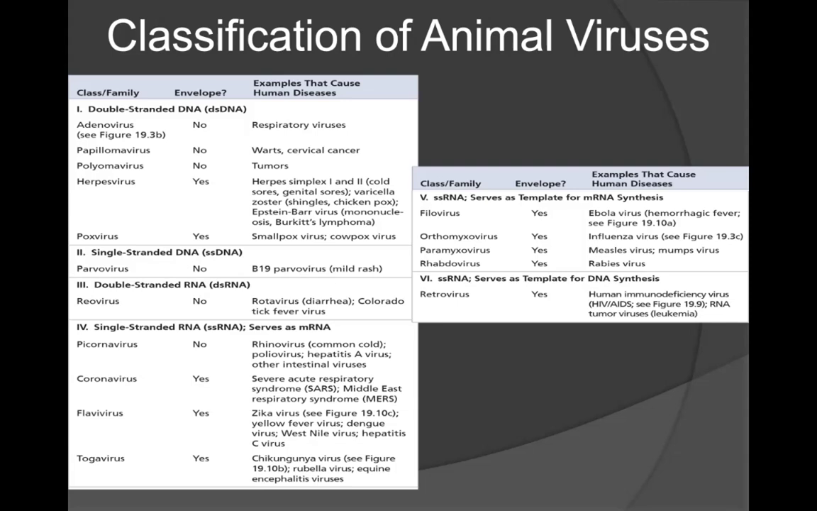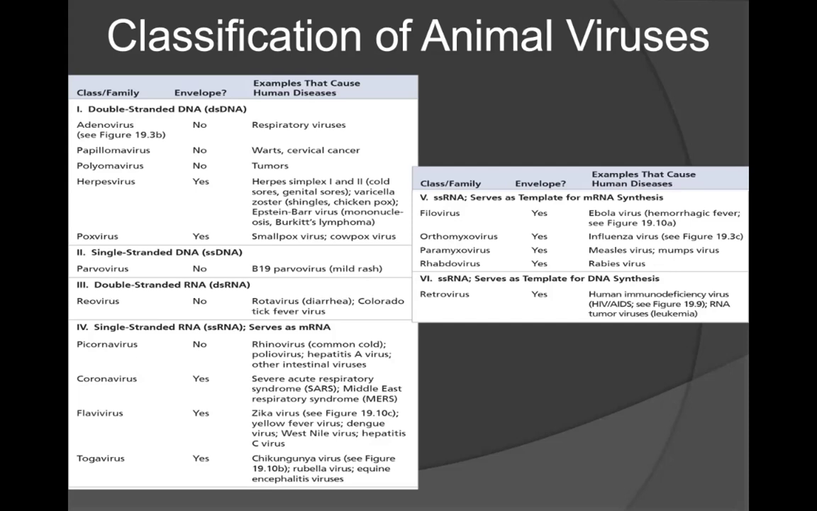The first class of animal viruses includes double-stranded DNA viruses. These can include your adenoviruses, herpes virus, papillomavirus, etc. Some of these viruses will have an envelope, such as herpes virus, whereas others do not, such as the adenovirus. The second class of viruses refers to single-stranded DNA-based viruses, such as the parvovirus.